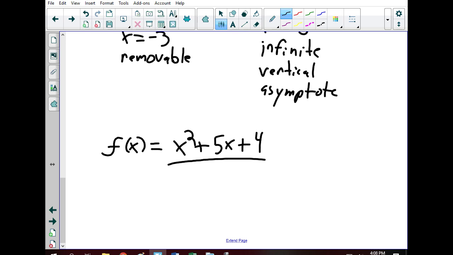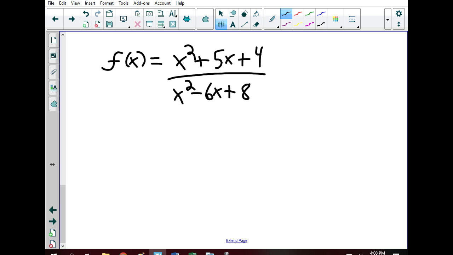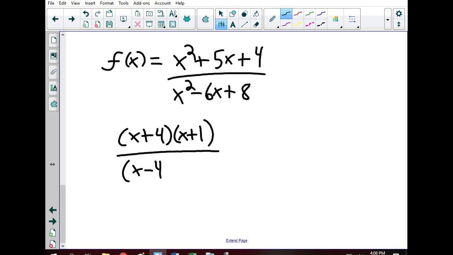So let's say f of x is x squared plus 5x plus 4 over x squared minus 6x plus 8. So pay close attention on this particular example. So I'm going to factor my numerator. Again, I'm finding removable or infinite discontinuities. So I'm going to factor my numerator. That should be x plus 4 times x plus 1. I'm going to factor my denominator. That should be x minus 4 times x minus 2.